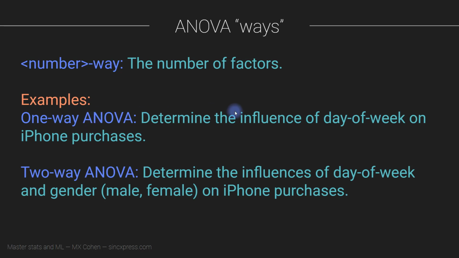Here would be a way to change this into a two-way ANOVA or a two-factor ANOVA. Let's say we're determining the influence of day of the week and gender on iPhone purchases. Maybe men buy iPhones more during the week and women buy iPhones more on the weekends. I don't know. That would be an example of a two-factor ANOVA because we have one factor for day of the week and one factor for gender. And still the dependent variable is numerical.